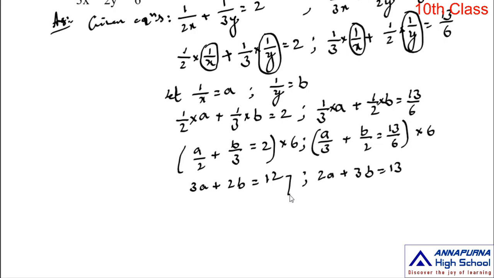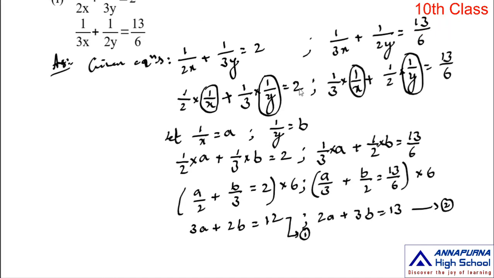Now observe the resulting two equations. This is the first and this is the second equation. Now they are linear equations, in the standard form of linear equations. What are the variables in these two equations? The two variables are a and b. When you solve these two linear equations, we get the values of a and b, and from those a and b values, we find the x and y values.